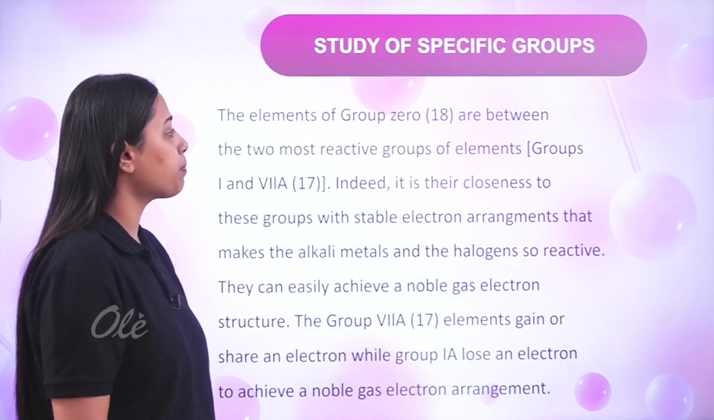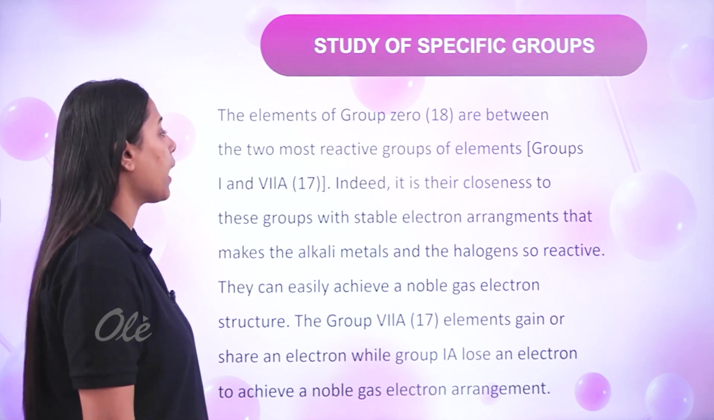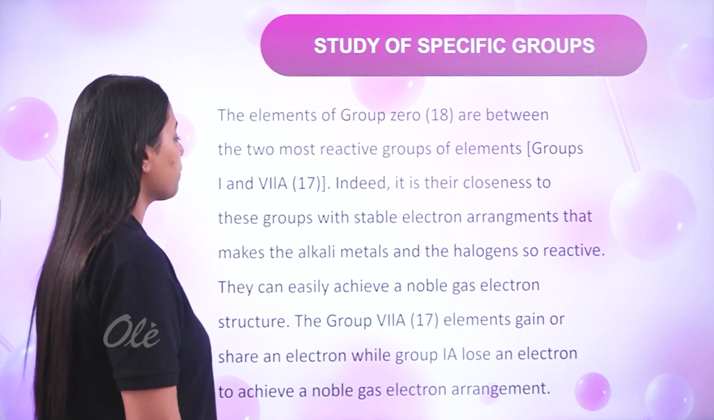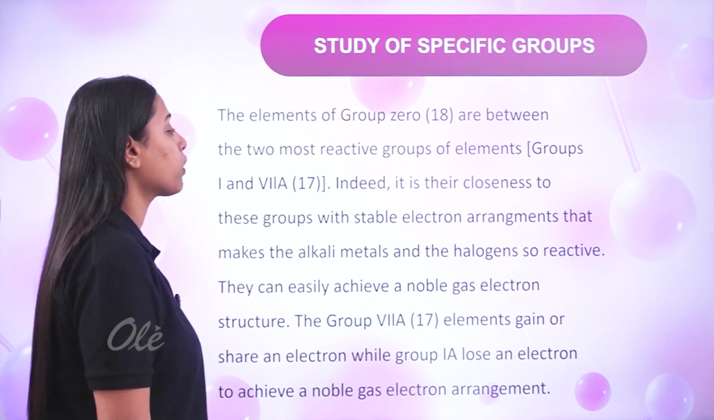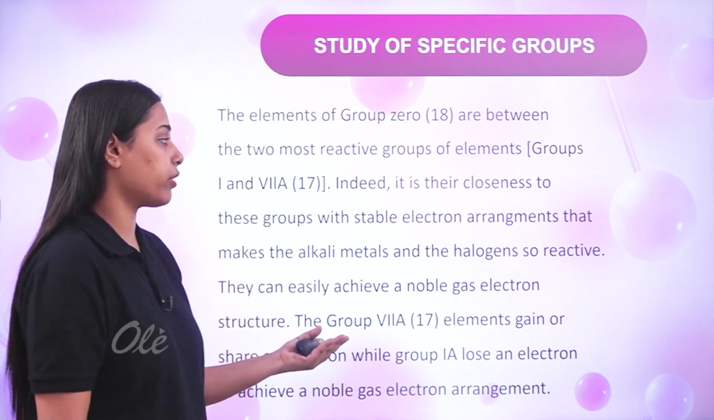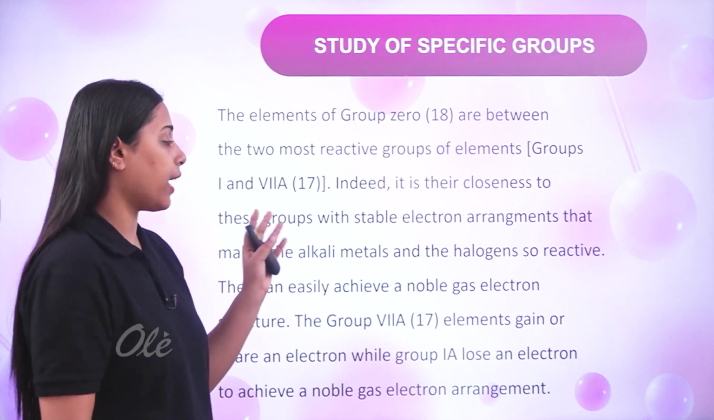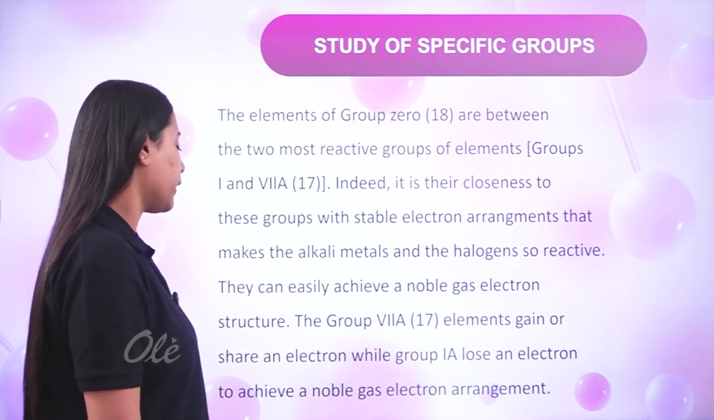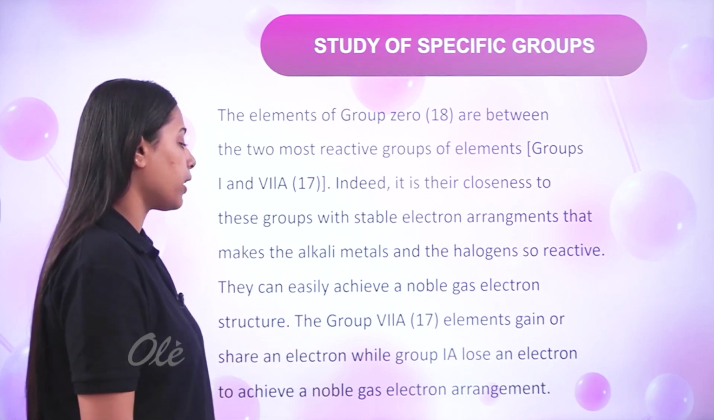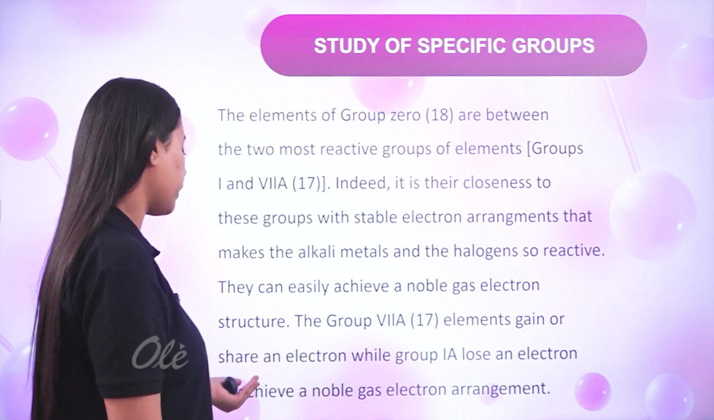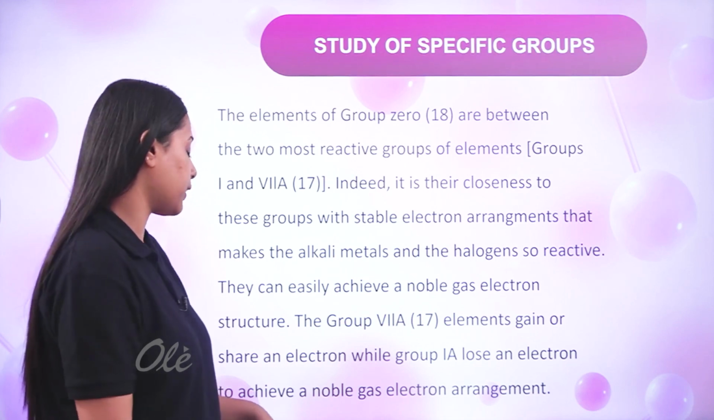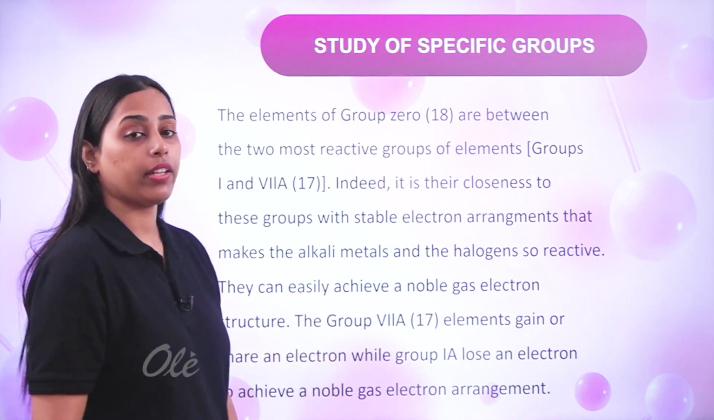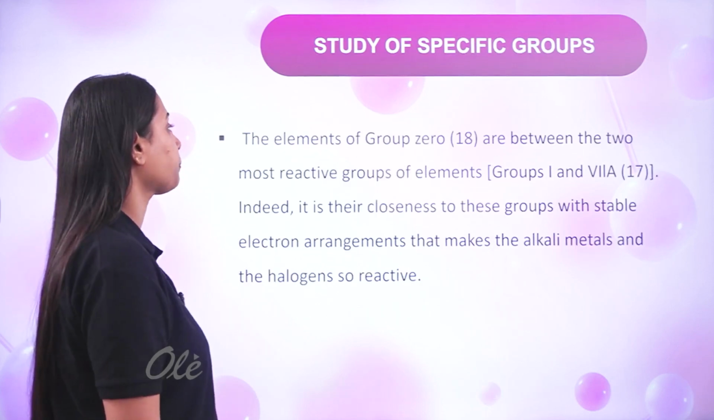The elements of group 0, that is 18, are between the two most reactive groups of elements, that is group 1 and group 17. Indeed, it is their closeness to these groups with the stable configurations that makes alkali metals and halogens so reactive. They can easily achieve the noble gas electron structure. Group 7A, that is 17, gains 1 electron to achieve the stable configuration just like noble gases, while 1A loses the electron, whereas 7A will gain the electron.